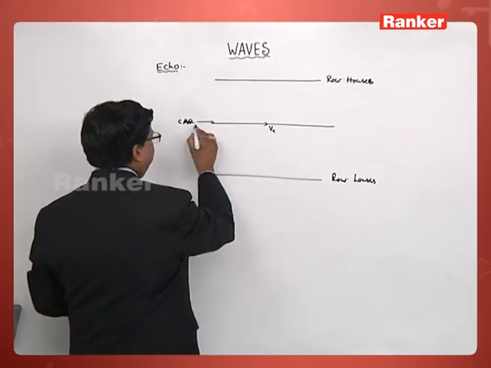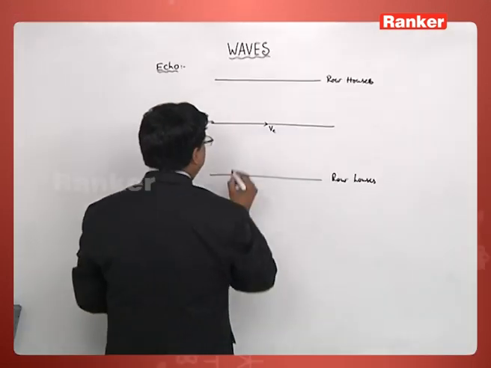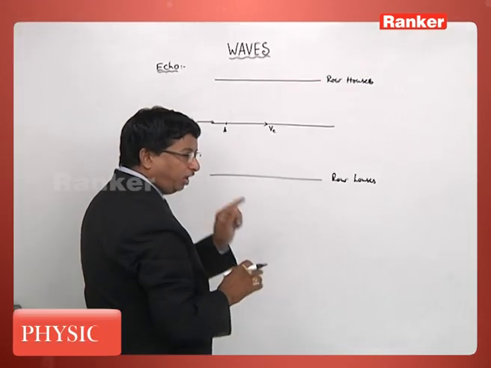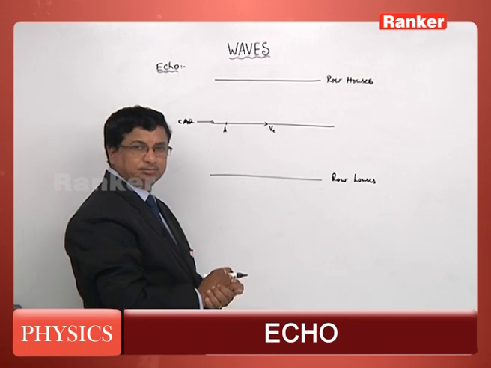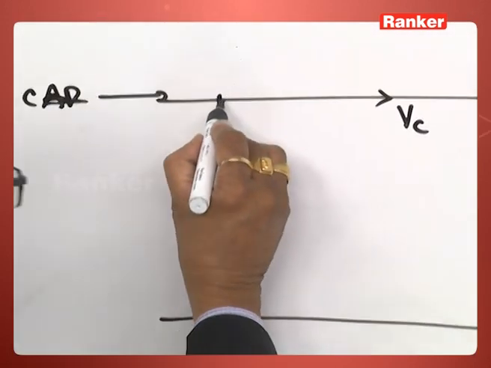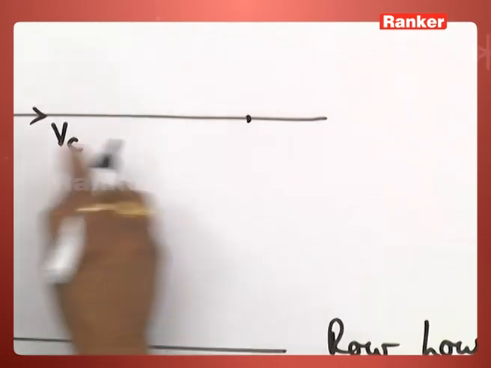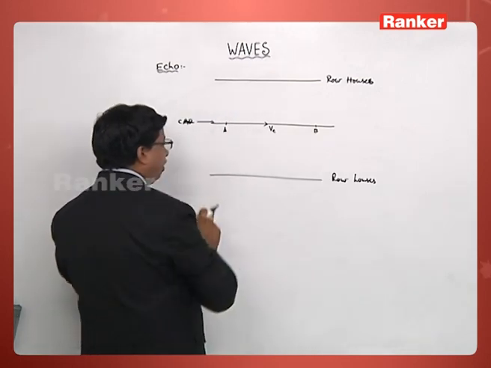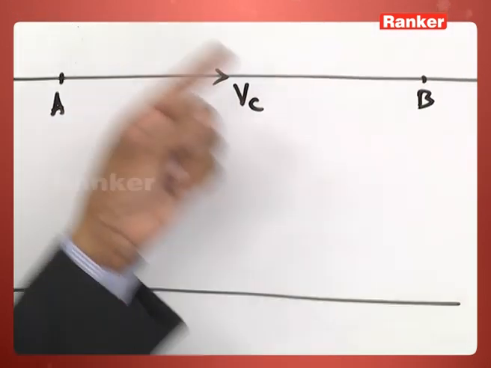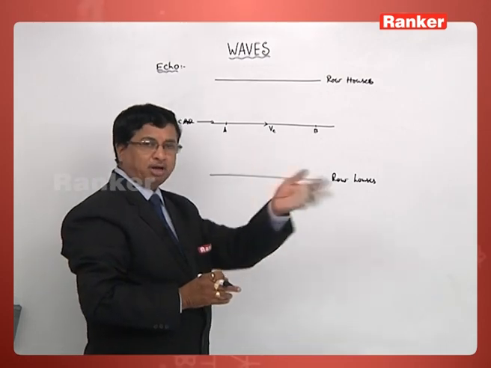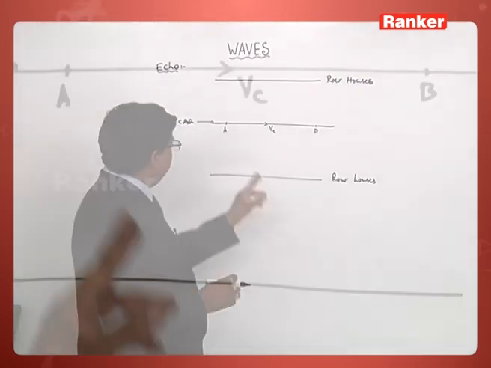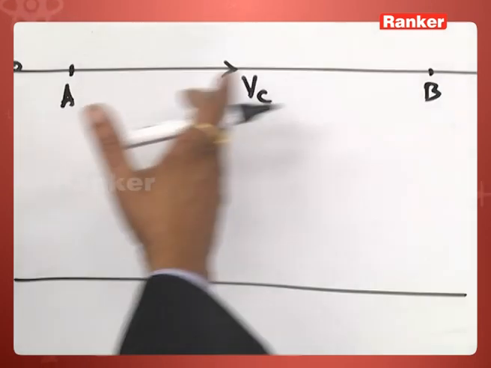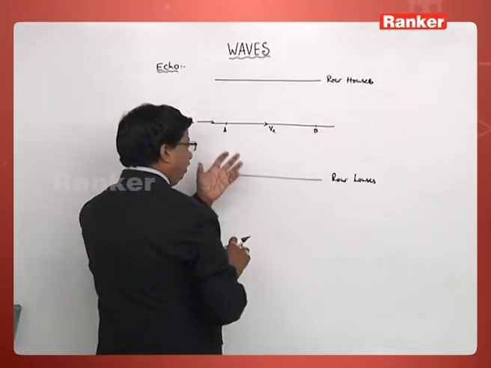Now one can understand when this car is just moving on this road, when it is at this point say A, that driver has blown the horn. And of course he is continuing his motion like that with a constant speed. After reaching this point B, the same driver could hear the echo of that horn which had been blown by him earlier. So when the car was at A, the horn was blown. When the car has reached this point B, then he could hear the echo.